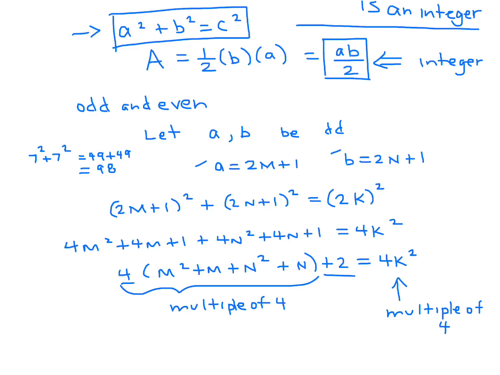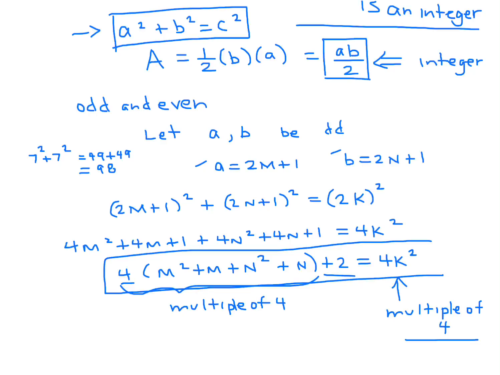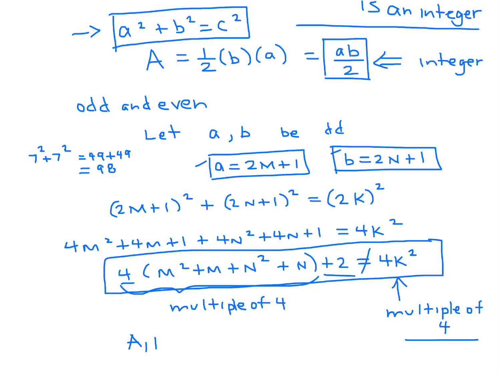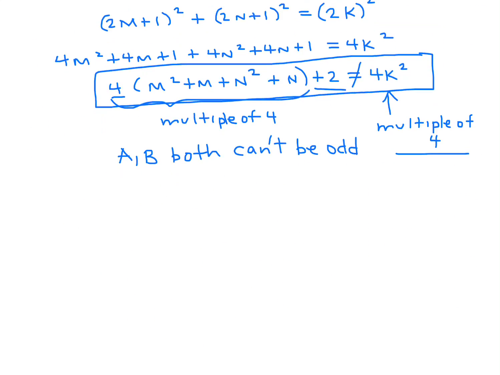But then you're adding a 2 to it. If you add a 2 to a multiple of 4, it will not be a multiple of 4. You would have to add 4. So this expression essentially cannot happen. It's a contradiction. So that basically means that a and b both cannot be odd. a and b both can't be odd. All right? So that means at least one of them has to be even. So let's proceed. At least one of them has to be even.